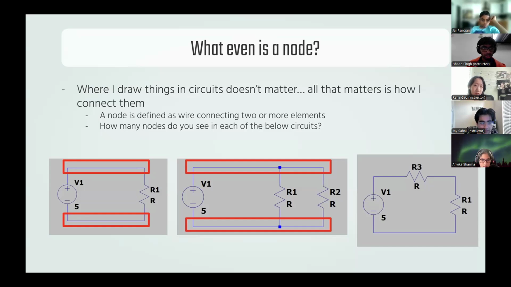For the circuit in the middle, there's two wires that connect things. There's two points of connection between elements. R1 and R2 are connected to the same node that V1 is connected to, right?